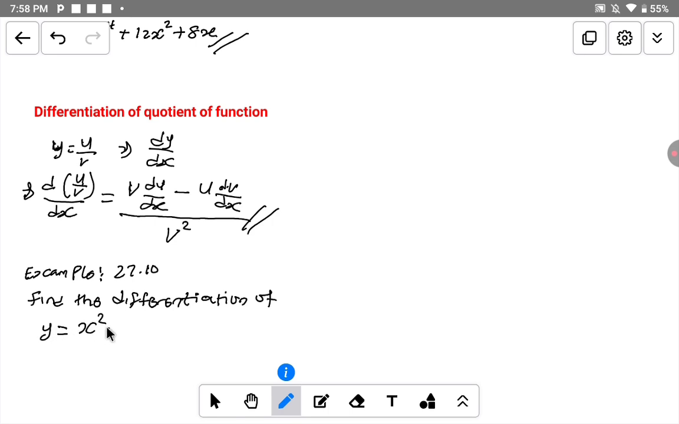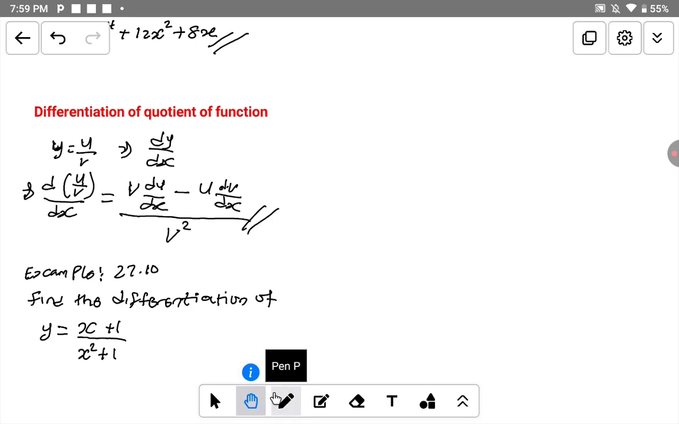squared. Sorry, this one is not squared. Let me try to break it back. So we have s, this minus here. You have s plus 1 divided by s squared plus 1. So we're told to differentiate this expression, this function.